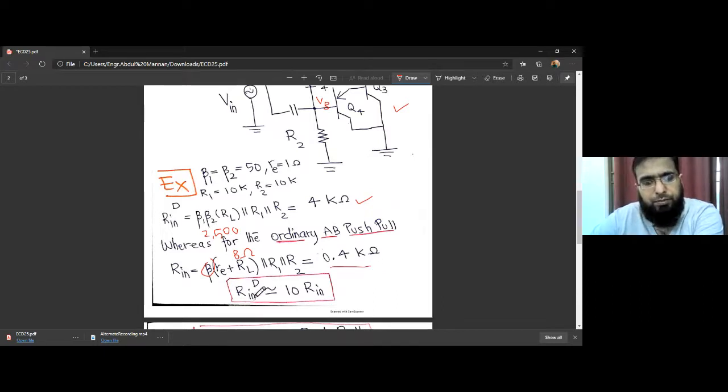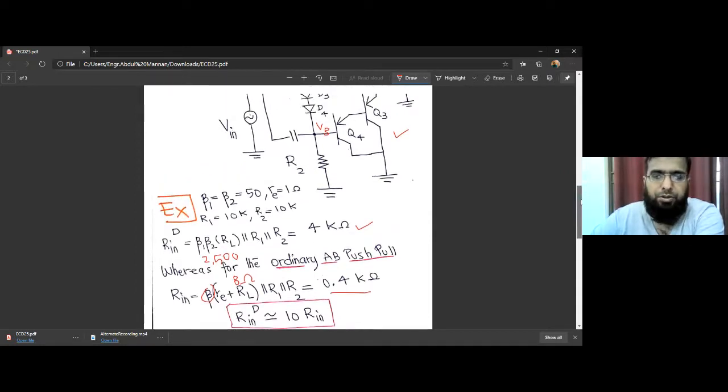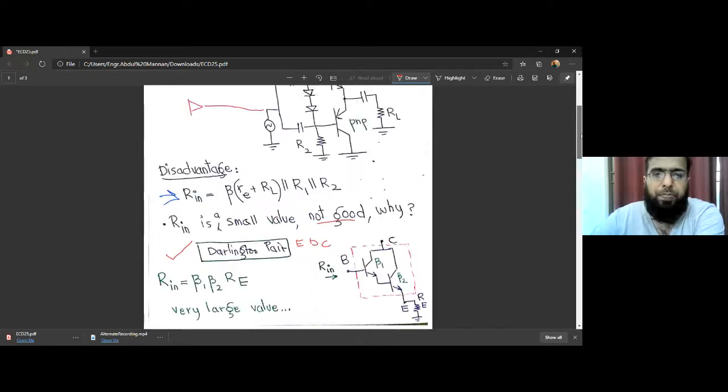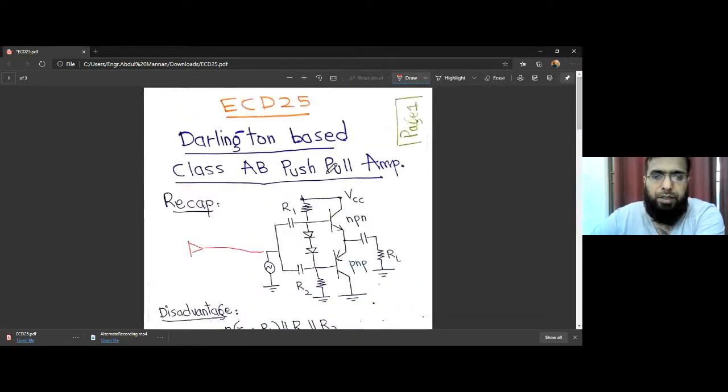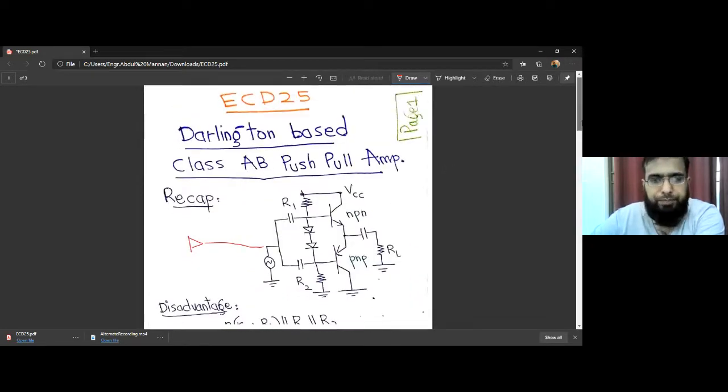So we see that Rin for the case when we use a Darlington pair is approximately 10 times higher than the Rin that we have otherwise. So the Darlington pair offers a good input resistance and it solves the last problem of the class AB push-pull amplifier.